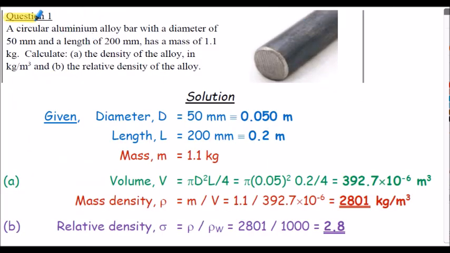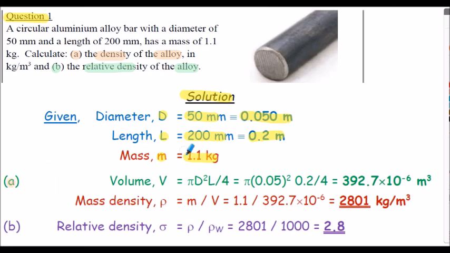Here's question 1 solution. I'm just going to very briefly talk you through the solutions. We're given in the question the diameter of the bar. It's 50 millimeters. As always, I'll convert that straight into meters. It's 0.05 meters. And we're given the length of the bar, 200 millimeters, again in meters, 0.2 meters. In this particular question, we're given the mass of the bar, it's 1.1 kilograms. We've got to calculate A, the density of the alloy, given the above information, and part B, the relative density of the alloy.